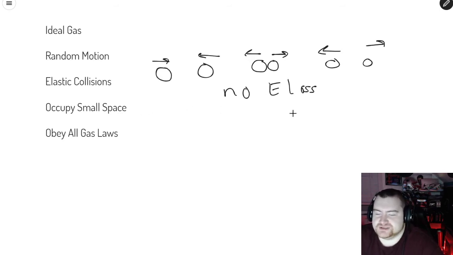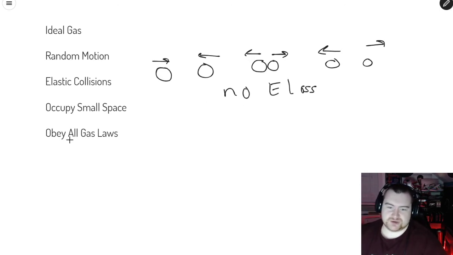Occupying a small space. This is so that the mass is negligible, so we can ignore the mass of a gas molecule because often it's very, very small, right? It's because we can't see it. So we're just going to ignore the mass. We're going to say it takes up a very, very small space. And as we know, most of gas is just empty space rather than the particle.